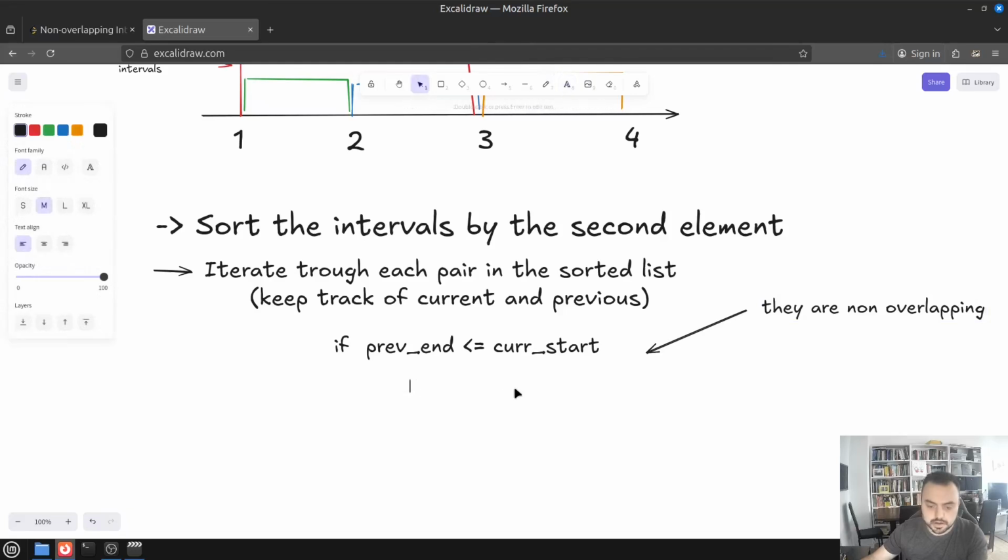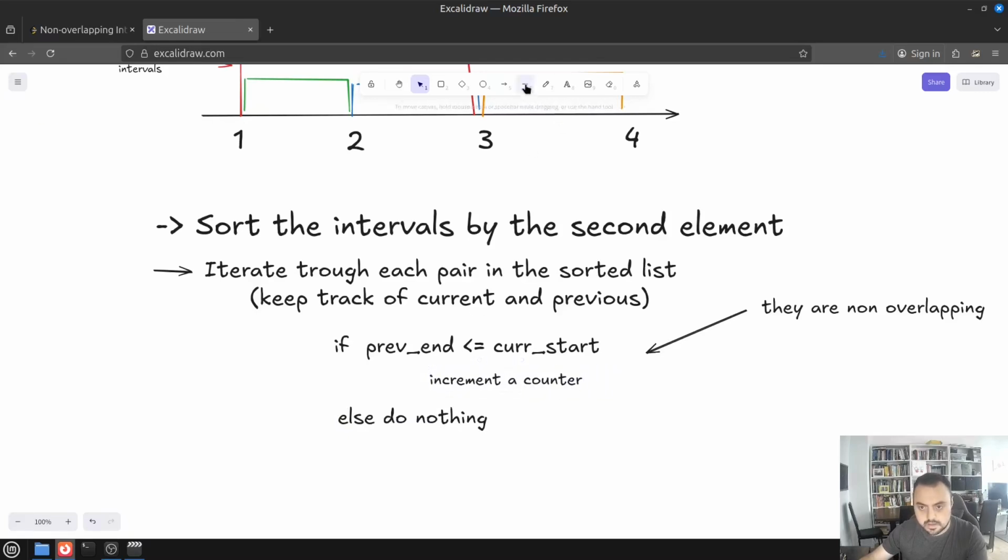meaning that we can increase some counter. We have found one additional non-overlapping pair. Yeah, so previous and current are non-overlapping. We can count the number of non-overlappings and otherwise do nothing. Else do nothing. And that's it. Final answer lies here.